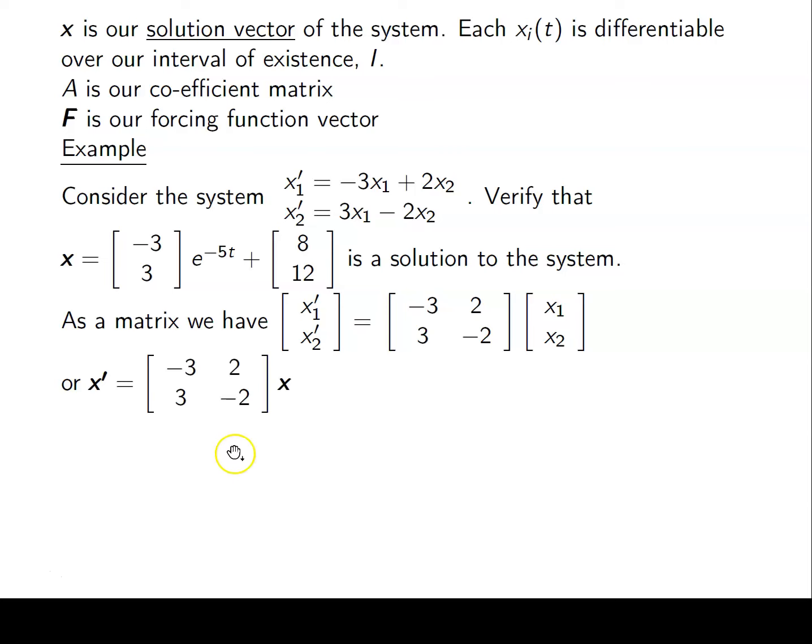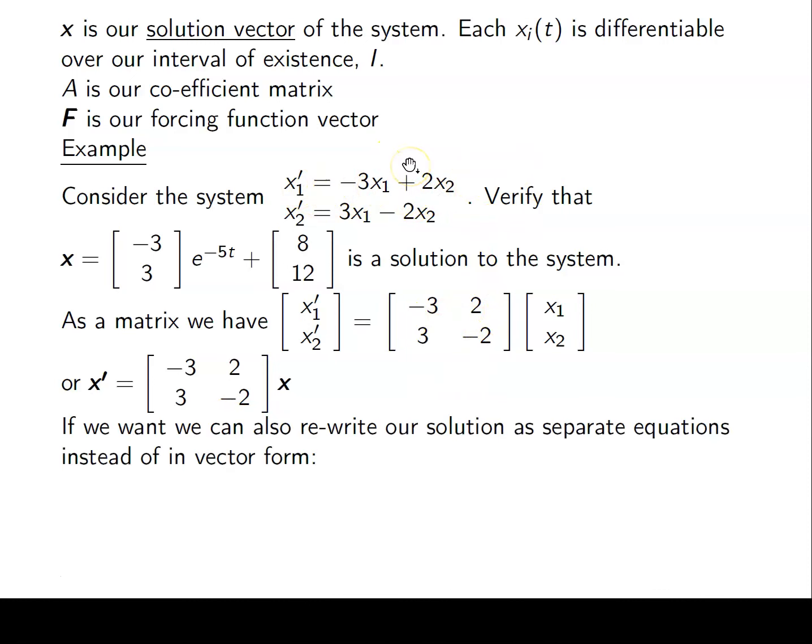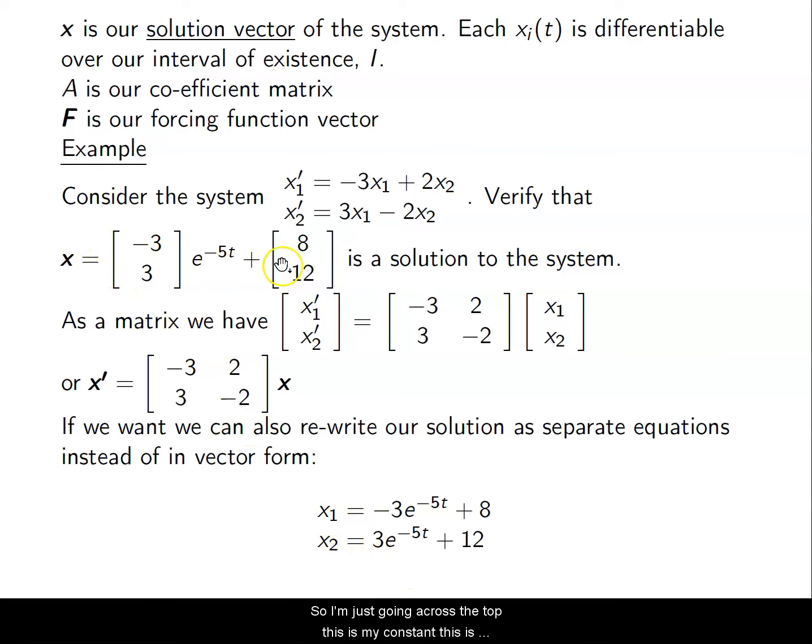Okay. Or, more importantly, this is the way you're normally going to see it. I'm not going to typically write it this way unless we're solving something. Normally you will see it written this way. Solve this system. X prime equals your coefficient matrix times x means this. Okay. Which means this. Right? So that's 3 different ways of writing the same system. So if we want to, we can also rewrite our solution, as I said before, as their separate equations, x1 and x2. So I'm just going across the top.